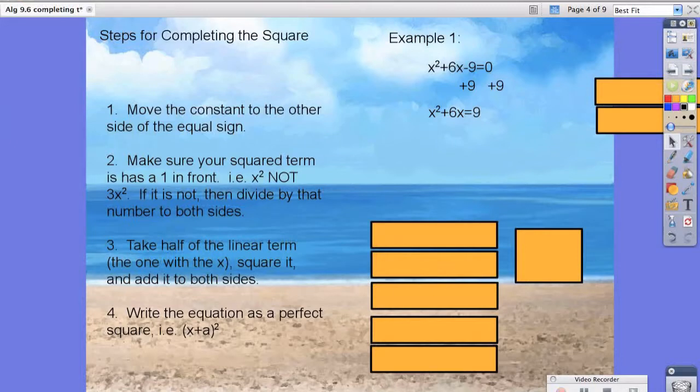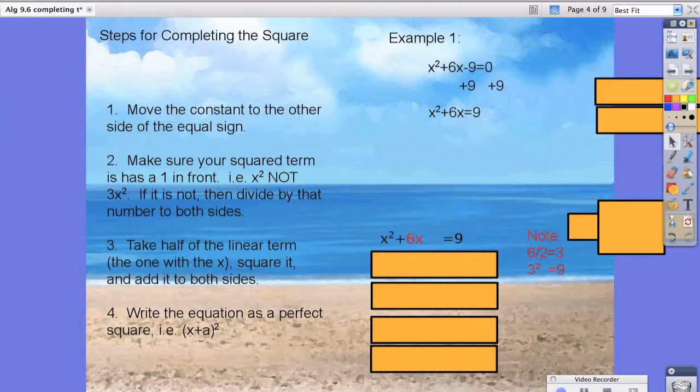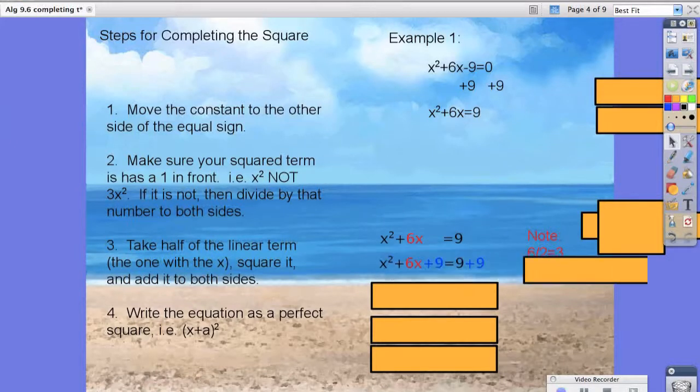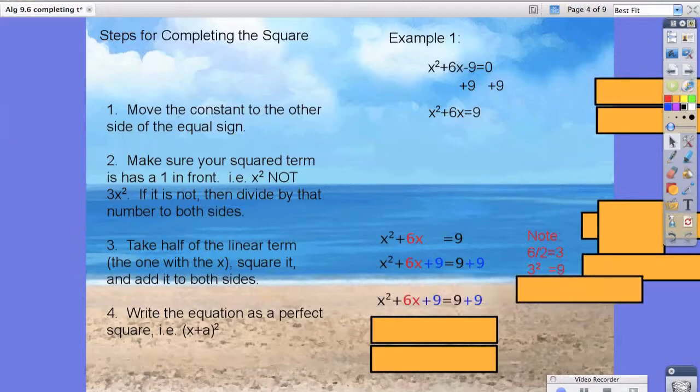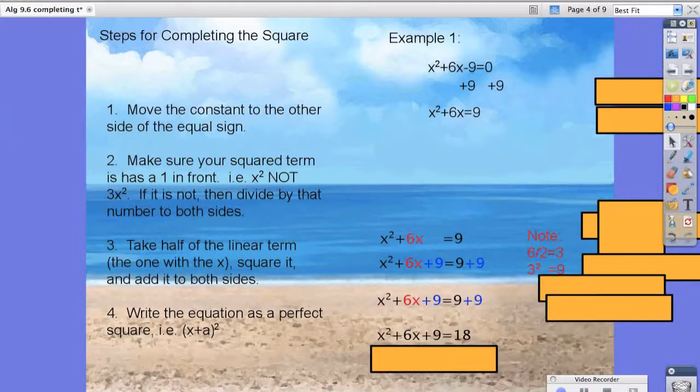Step 3 is to take the linear term, the one with the x, so in this case it's 6. We're going to take half of it, which is 3, and then square it. So 3 squared is 9. We're going to add that to both sides of the equal sign. So we added 9, which we did in blue, to both sides. We simplify it as x squared plus 6x plus 9 equals 18.